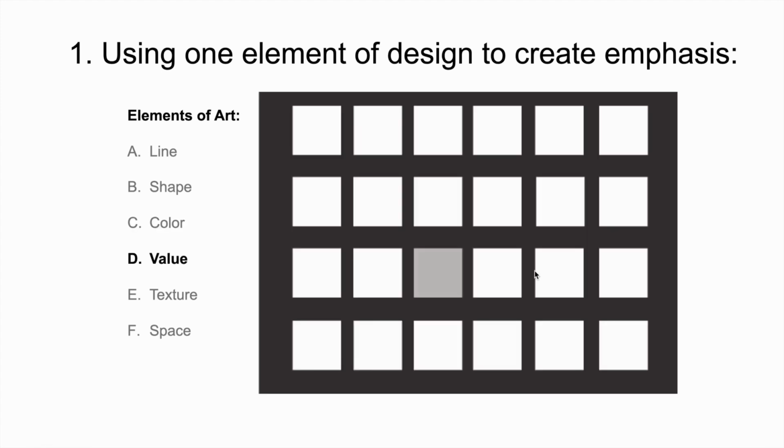And then we have value. So again, we have that kind of repeated motif of the square happening over and over, but one is gray. So your eye's going to see that gray one first. It's going to go there, and that's because it's a different value.